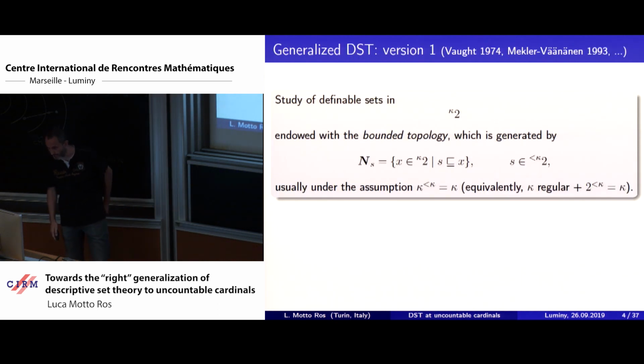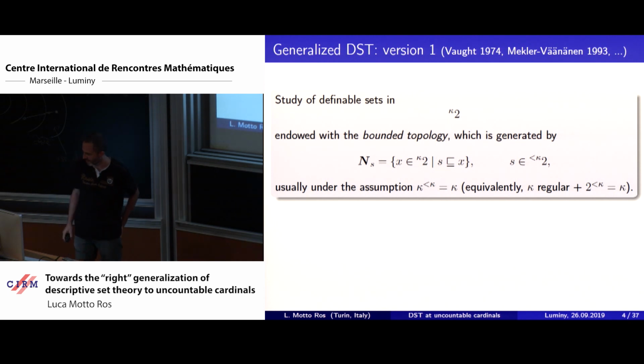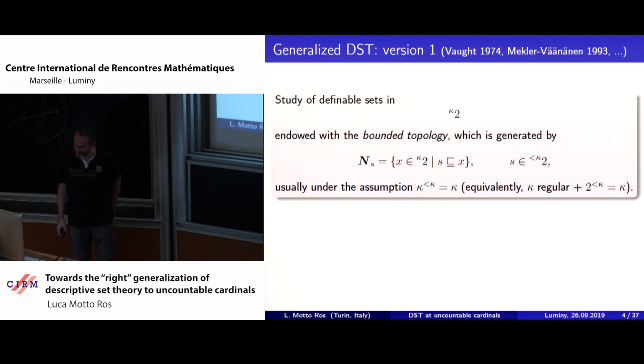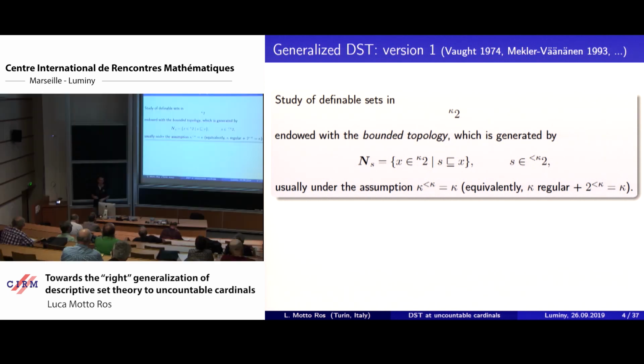Then there is another approach. I think the first occurrence of this is in a paper by Vaught in '74. Then Mekler and Väänänen did a great job with kappa equal omega_1 in this setup. And then I think in the 2000s, people started to work a lot on this. The approach here is you take the Cantor space, 2 to the omega, and you replace omega with some other uncountable cardinal, 2 to the kappa.